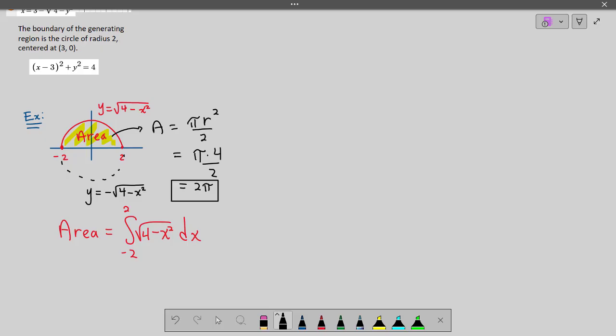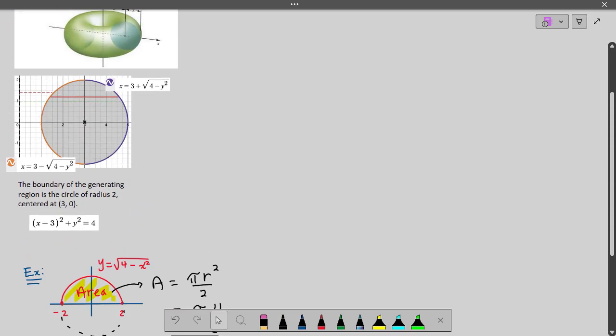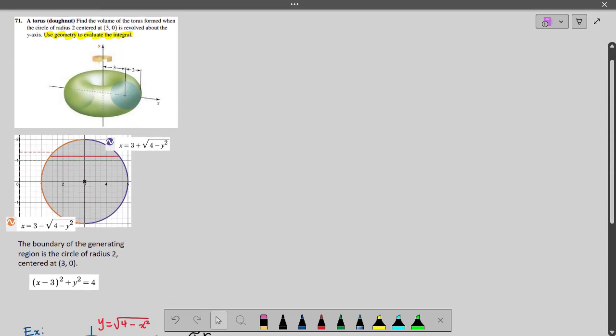But, so this is what they mean by this. We need to be able to understand the geometric interpretation from Calc 1 of what an integral represents. Sometimes it's going to represent the area of a shape that we know how to find the area of. And so we can use that to our advantage. All right.